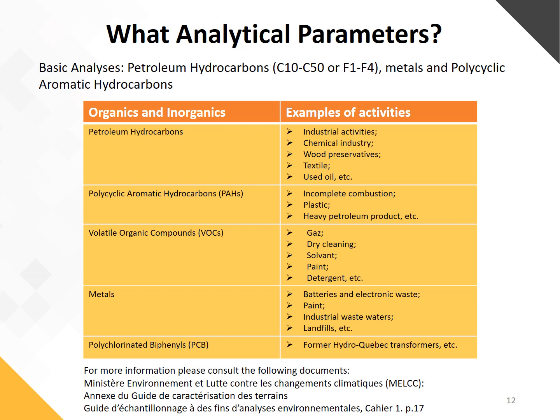Then you have also volatile organic compounds. They're actually a little lighter than other contaminants, so you will find them in gas, in dry cleaning products, solvent, paint, detergent. Another very common contaminant is metals. Actually, you have different kinds of metals, but metals in general, you will find them in batteries and electronic waste, paint, different industries, industrial wastewaters, landfills, etc. And then another example is the polychlorinated biphenyls. You can find them in the former old hydrocarbon transformer, or just old transformer. They used to put this contaminant in the oil, and it could eventually leak and contaminate the soil.